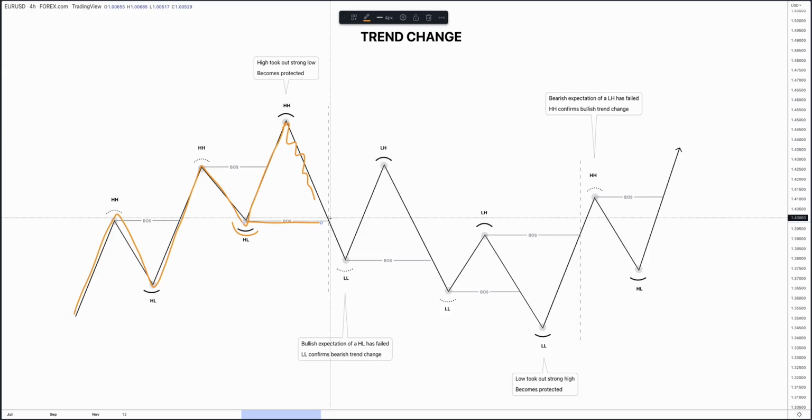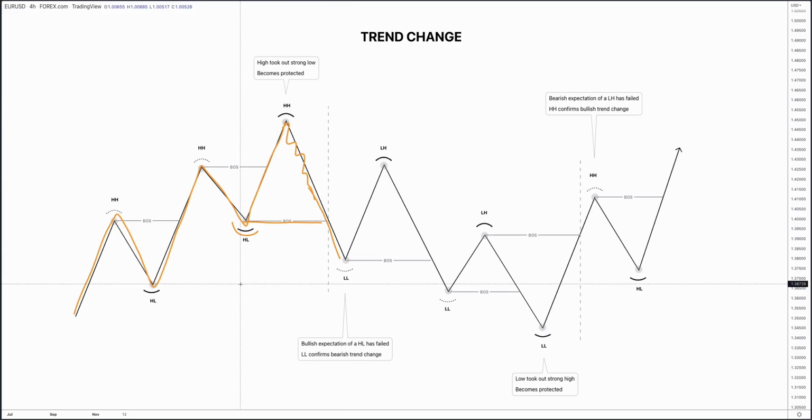But obviously the trend is not just going to go in one direction forever. At some point that trend may change. So if price then comes down and breaks the strong low to form a lower low, now we have a bearish trend change, a shift in market structure from bullish, right, now to bearish, because we now have a lower low. The series of higher lows has now been broken to form a lower low.